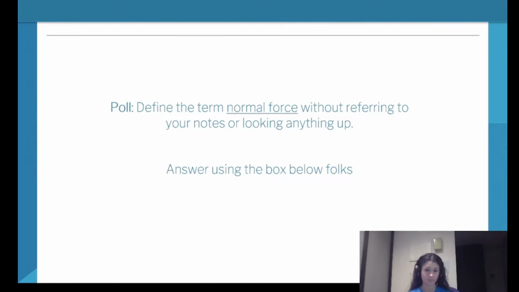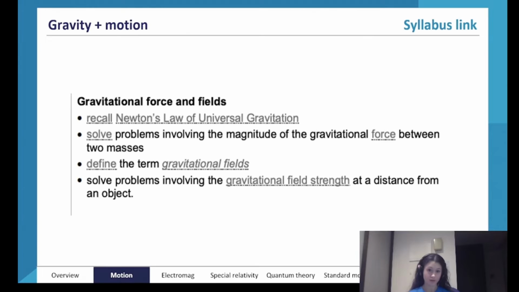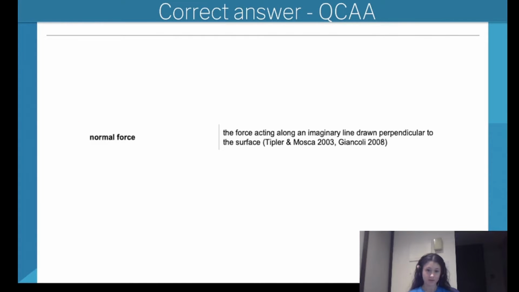So, quick question, have a quick think about the definition of normal force. Chuck your answer in the live chat below. If you need a moment to think, pause the recording. But the answer is going to be what I pop in the live chat below. Oh, and I just showed it there. The normal force is the force acting along an imaginary line perpendicular to the surface.